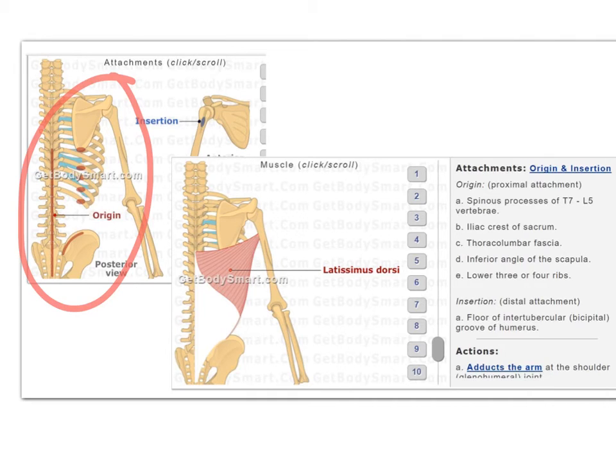Let's see what I have in my notes that you need to know for the origin. Here's what you need to put for your origin for the latissimus dorsi. Vertebrae, and you don't have to write which ones, but it will be the lower thoracic and the lumbar vertebrae. The iliac crest.